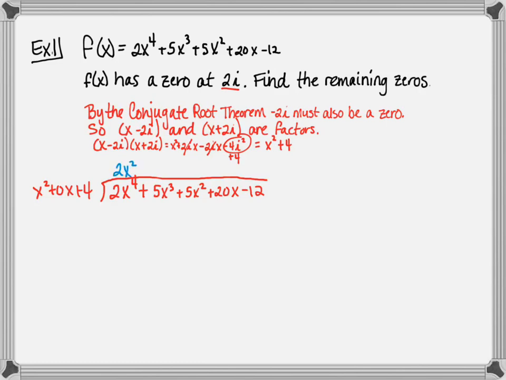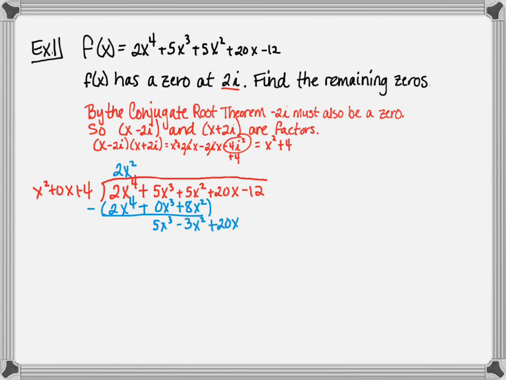Okay, so x squared times 2x squared equals 2x to the fourth. So let's multiply. 2x squared times x squared is 2x to the fourth. 2x squared times 0x is 0x cubed. 2x squared times 4 is positive 8x squared. We'll subtract this. So 2x to the fourth minus 2x to the fourth cancels out. 5x cubed minus 0x cubed. Bring down the 5x cubed. 5x squared minus 8x squared is negative 3x squared.